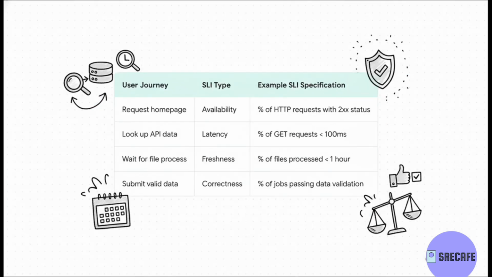Let's look at this table to make it really concrete. Take API latency. The user journey is simple. Someone's trying to look up data. The SLI type is latency, and the specification is totally unambiguous. What percentage of API GET requests complete in under 100 milliseconds? See? It's specific, it's measurable, and it's 100% focused on the user. And that same logic applies just as well to things like availability, data freshness, or correctness.